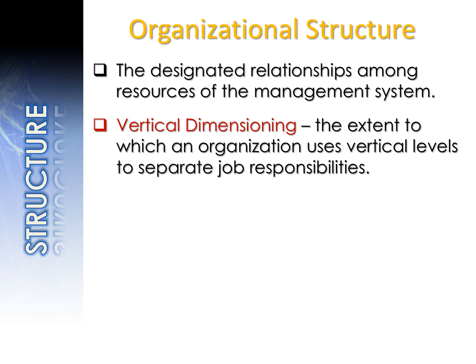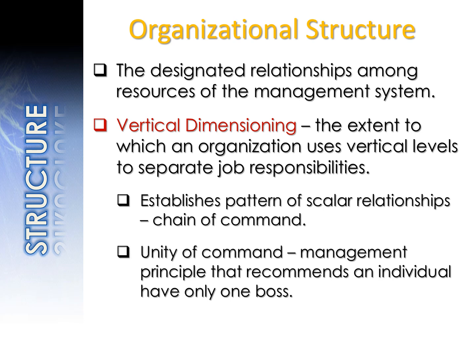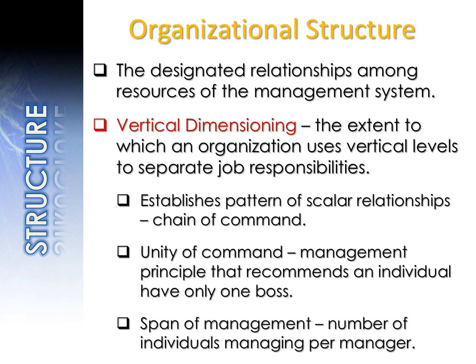Vertical dimensioning is the extent to which an organization uses vertical levels to separate job responsibilities. It establishes a pattern of scalar relationships or chain of command, and unity of command is a management principle that recommends an individual have only one boss. Span of management is the number of individuals a manager can manage. How many people per manager?